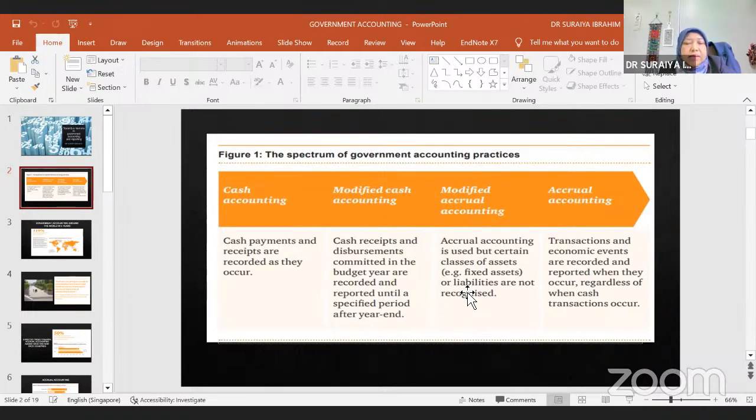For accrual accounting, transactions and economic events are recorded and reported when they occur, regardless of when the cash transaction occurs. Not paid yet, for example expenses that have not been paid, or buying property or anything, is considered the accrual basis. The companies or businesses have to record them.